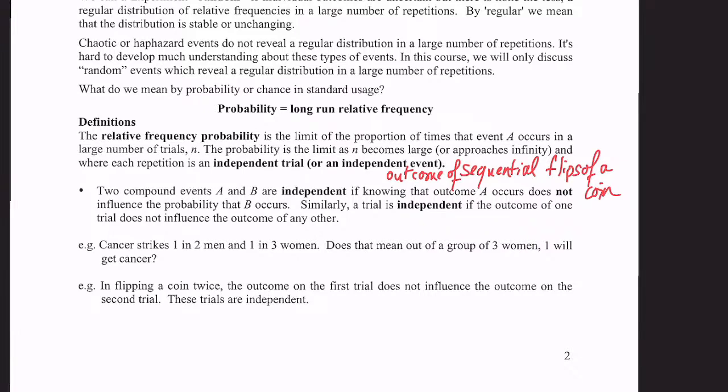So we refer to two events or compounding events because an event can consist of many things. Anyway, I'll get into that in a bit. So events A and B are independent if knowing that the outcome A occurs does not influence the probability that B occurs. So now I'm repeating myself. Similarly, a trial is independent if the outcome of one trial does not influence the outcome of any other.